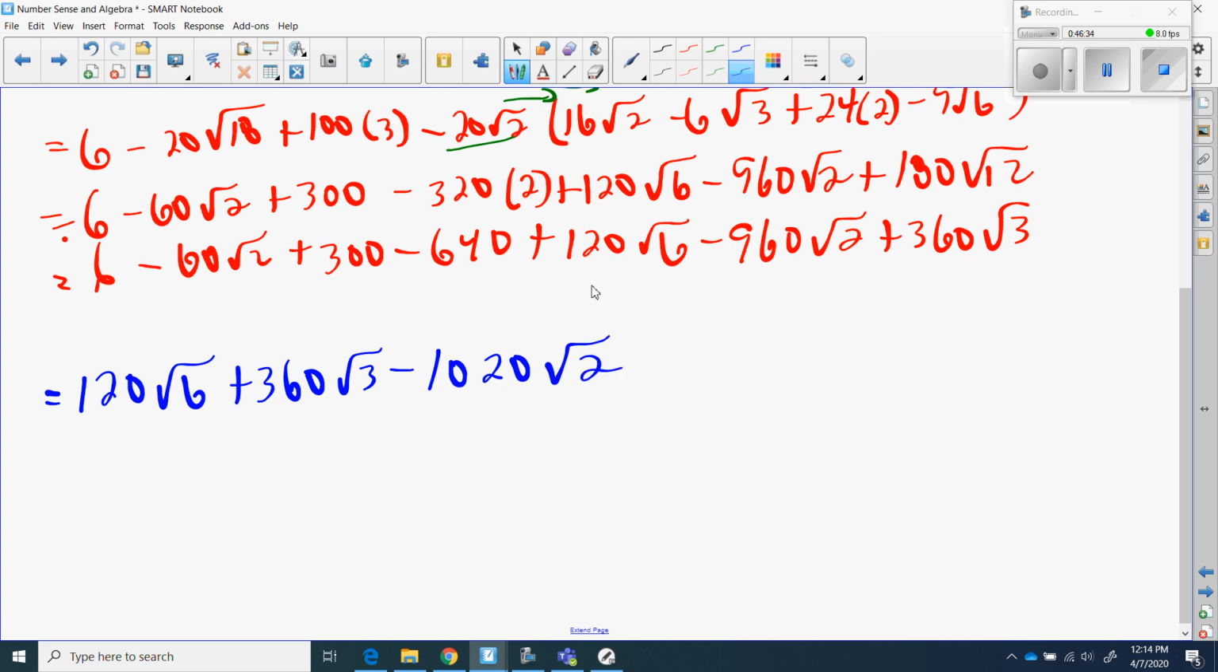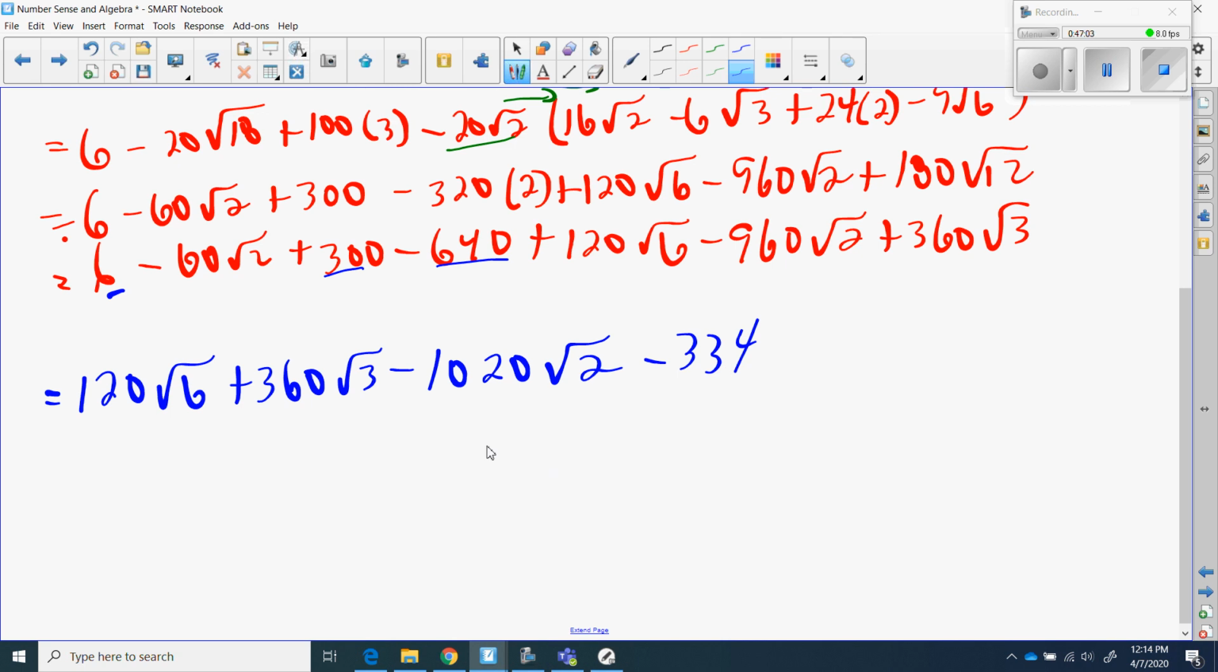And then finally our numbers. So I've got 6 and 300, so that's 306. And then I've got subtract 640. 306 subtract 640 is negative 334. So that's going to be my final term out here. And that's it. You would be finished.